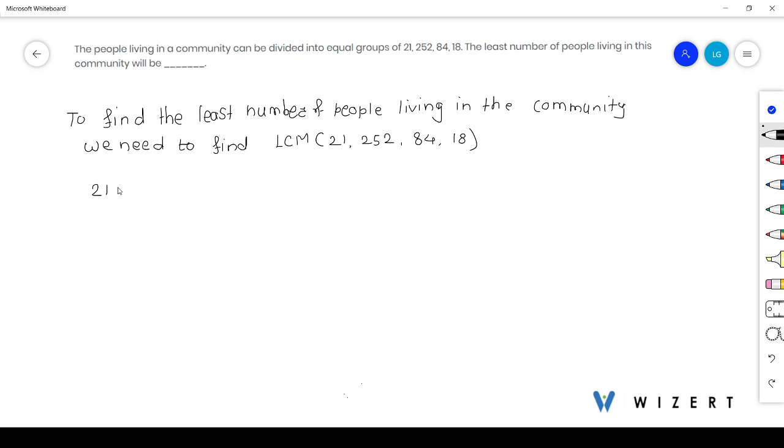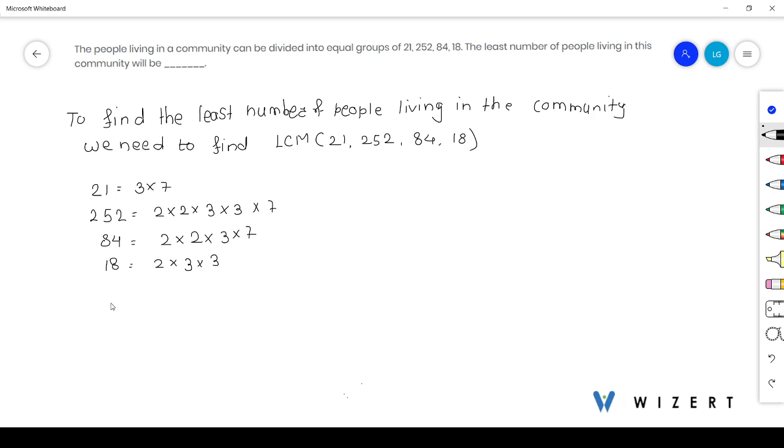Firstly, the prime factorization of 21 is 3 into 7. Then 252 is 2 into 2 into 3 into 3 into 7. For 84, it is 2 into 2 into 3 into 7. And for 18, it is 2 into 3 into 3.